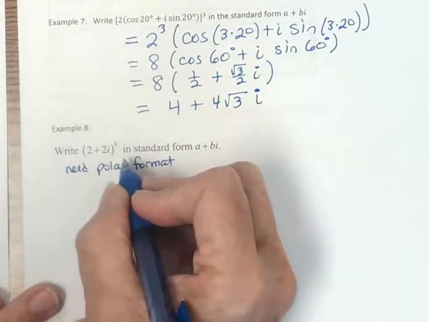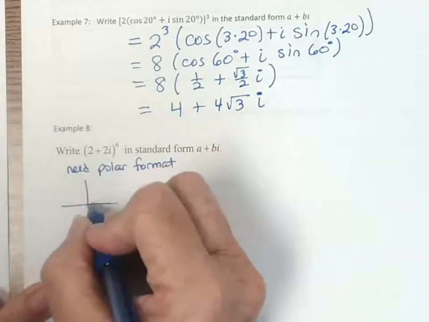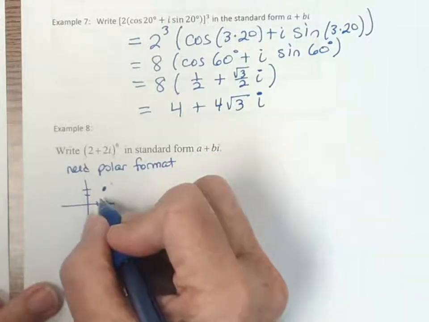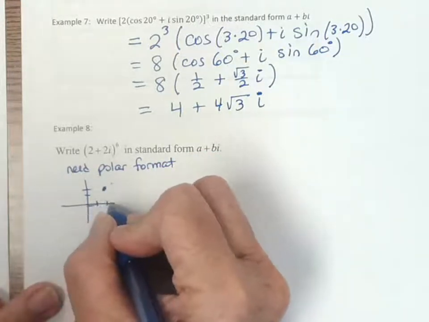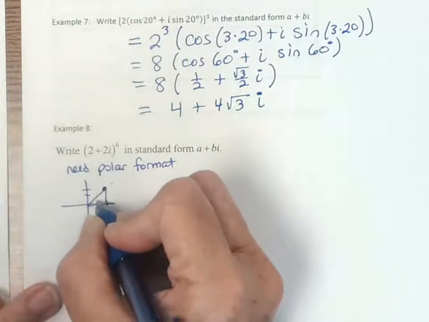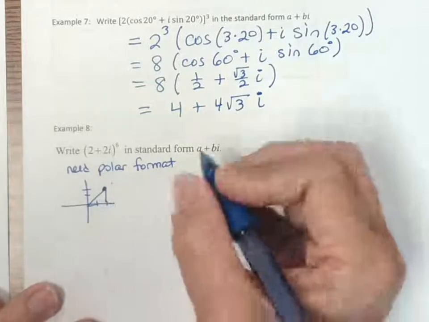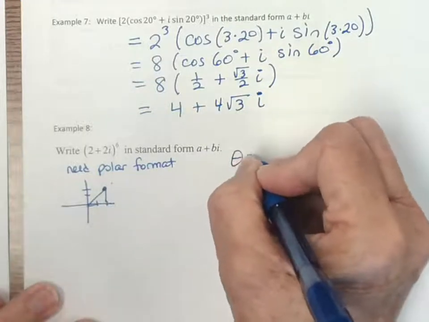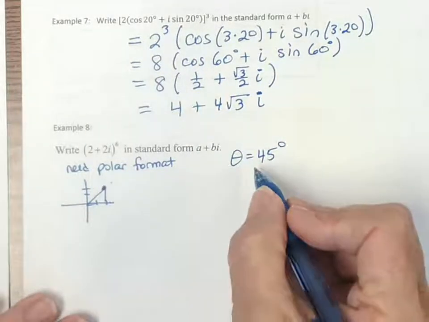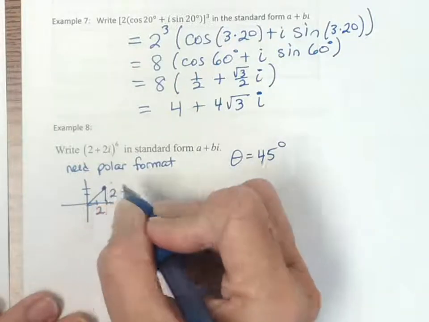So first thing I need to do is let's take a look at what we're dealing with. 2 plus 2i. So 1, 2, 1, 2. It's right there. Now notice that if I go the exact same distance here and the exact same distance there, what kind of angle must this be when your x value and your y are the same? That angle, theta, has got to be 45 degrees. And we've seen that enough times, hopefully, that you're comfortable with that. So this was 2, this was 2.